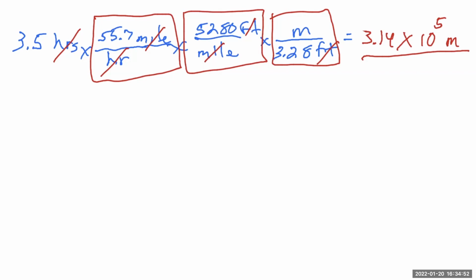Yeah. But the best way to do these problems is write down what you're starting with. We're starting with 3.5 hours. How do you know you're not starting with 55.7 miles per hour? Because that's your conversion. Miles per hour is a conversion. It gets you from hours to miles or from miles to hours. So you're starting with 3.5 hours. That's your single value. Does that make sense? Yes.